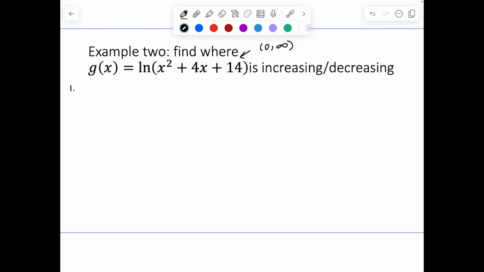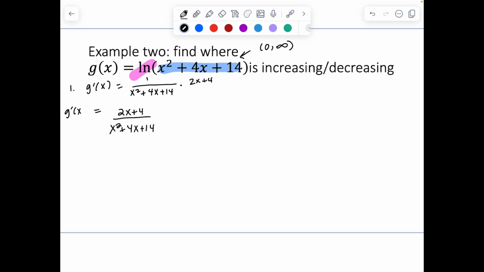So I'm going to start by finding the derivative here because I need to figure out the critical points. So the derivative of this is the chain rule, inside function, outside function. So the derivative of the natural log is 1 over x, so it'll be 1 over, and because of the chain rule, x squared plus 4x plus 14 times the derivative of the inside, which would be 2x plus 4. And to simplify that, I will get 2x plus 4 all over x squared plus 4x plus 14. So that's the derivative. Now we've got to find the critical points.